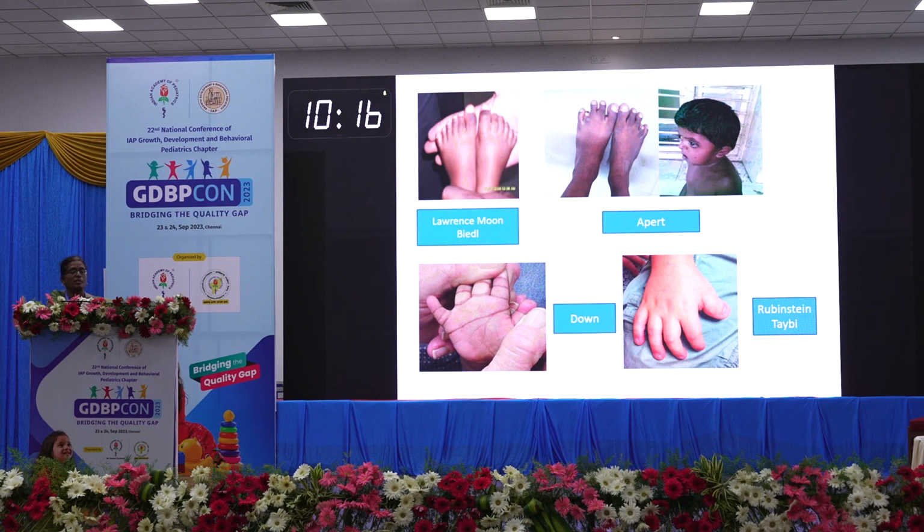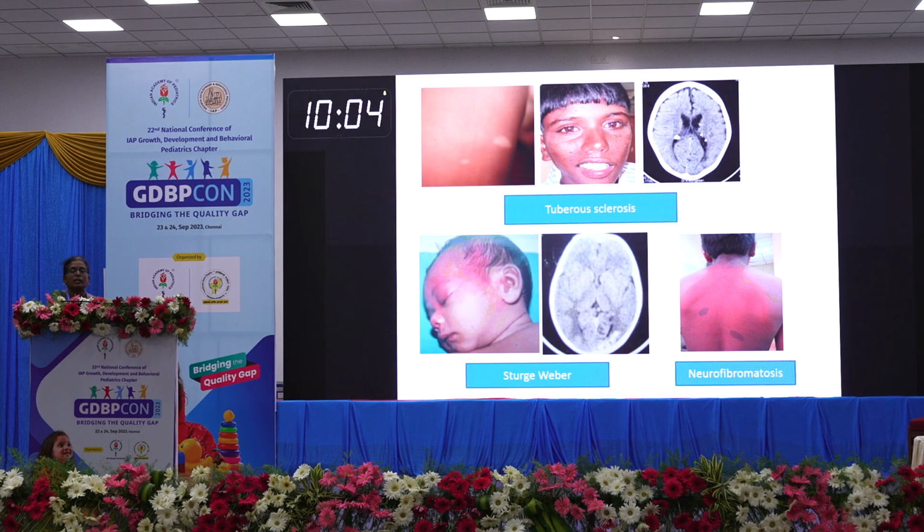And in the limbs, there may be polydactyly or syndactyly, clinodactyly, simian crease, and there may be a broad thumb and great toe, which comes in Rubinstein-Taybi syndrome with microcephaly. And we should look for neurocutaneous markers as well.